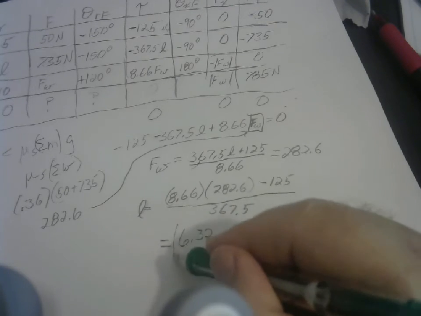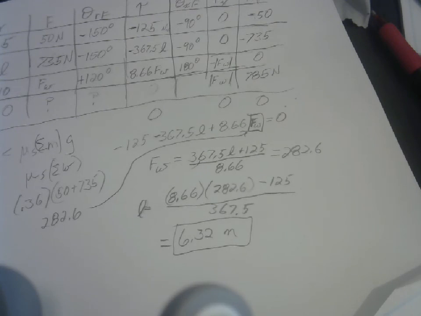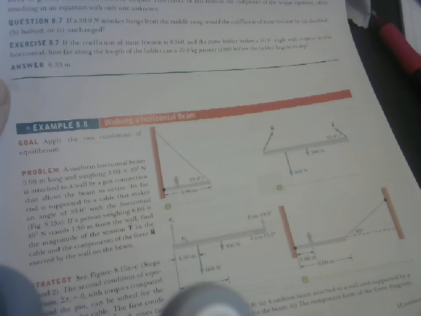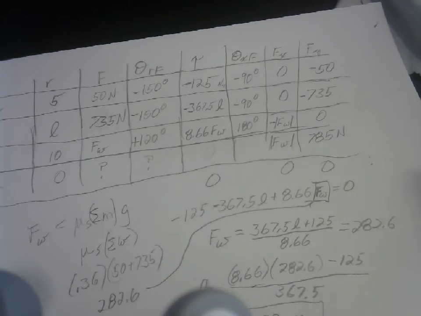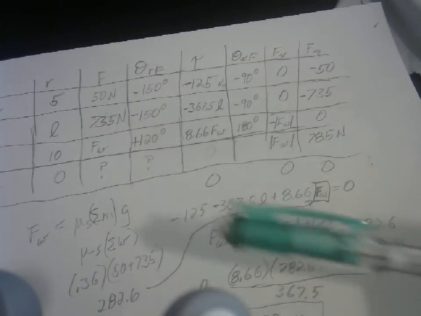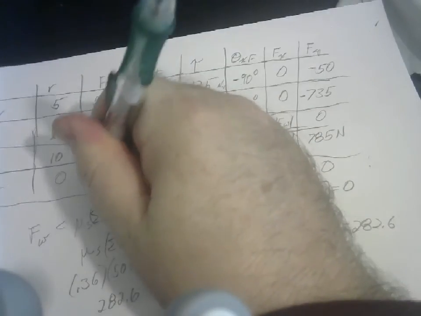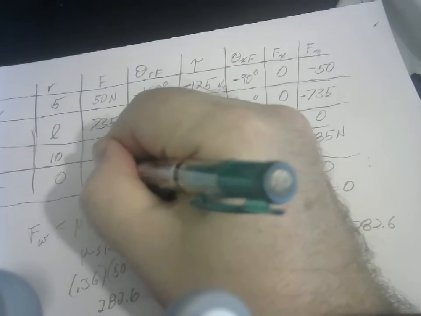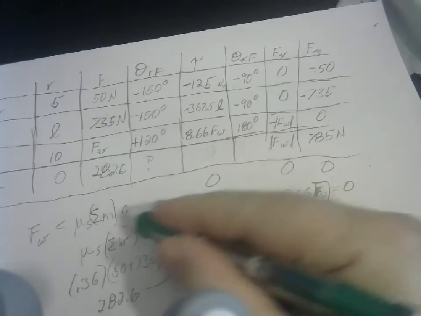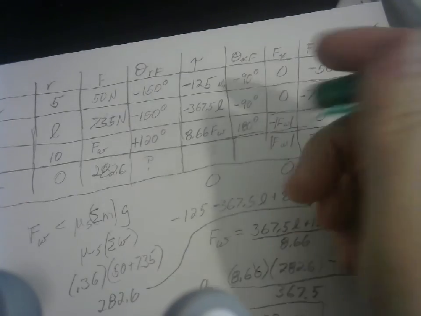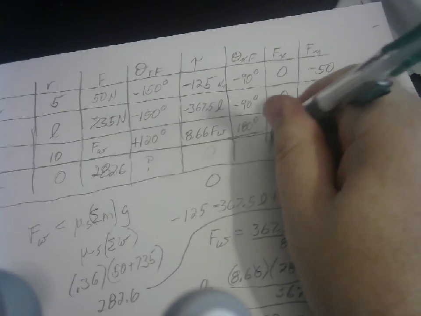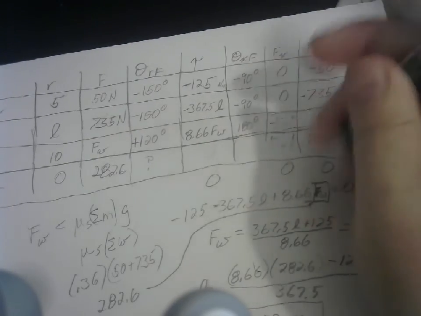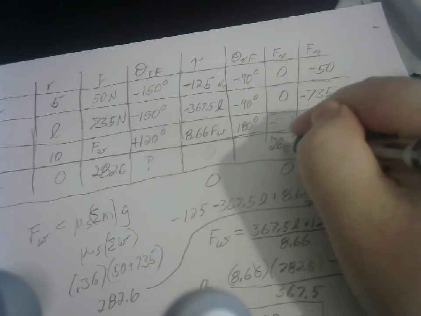And the final answer I got was 6.32 meters, which is pretty close to what they have here, 6.33 meters. It would have been easier to do this problem if I'd realized this sooner. Then I could have plugged in the force of the floor right here, 282.6, because I knew the mass times gravity, and found out the force of the wall was 282.6.